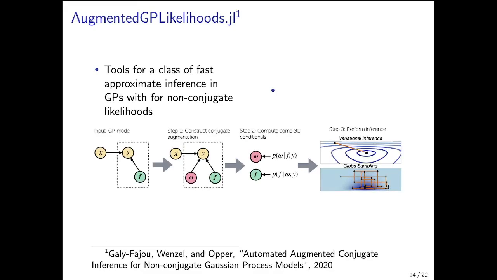So the first package I'd like to thank Theo for making. This implements some of his work on fast approximate inference for non-conjugate, non-Gaussian likelihoods. You can see the relevant paper at the bottom. This package implements that paper, and it implements tools for building the kinds of approximations that I described in that paper. It's got good docs, it's got lots of examples, and it's fast.